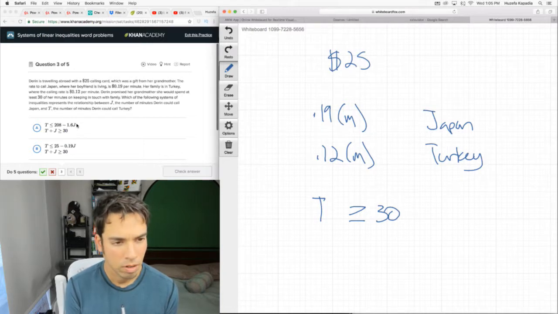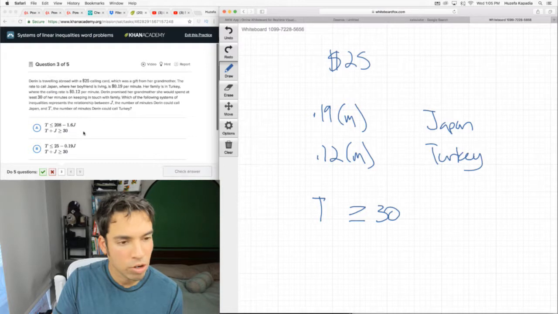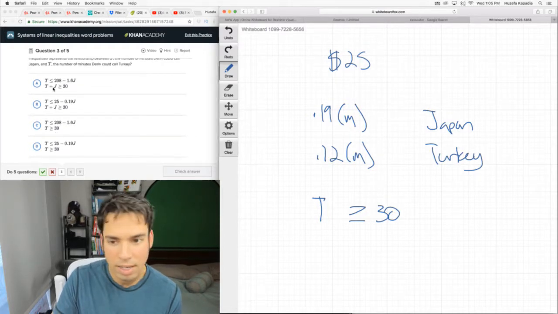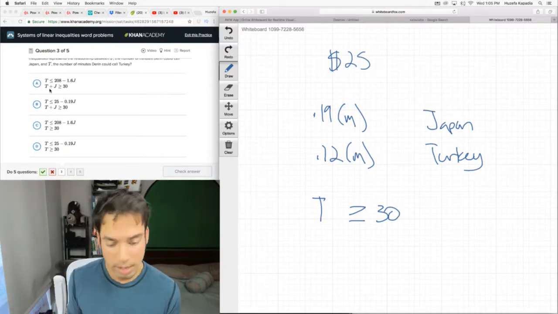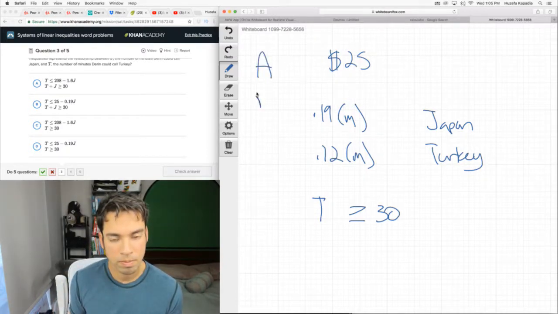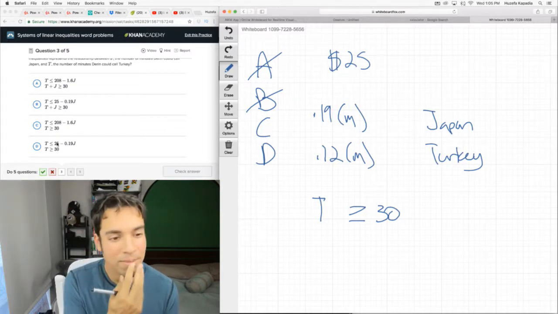Family. So what I'm feeling is these don't look right, because it should be Turkey that is greater than or equal to 30, not Japan, right? They didn't say, unless you're including the boyfriend as family, which I don't think they are, A and B should be eliminated. So those are out. Now let's look at these inequalities. We're only talking C and D, so I don't make the same mistake I made last time.